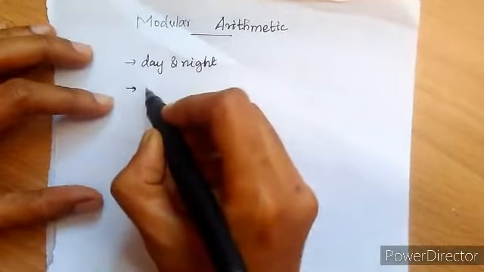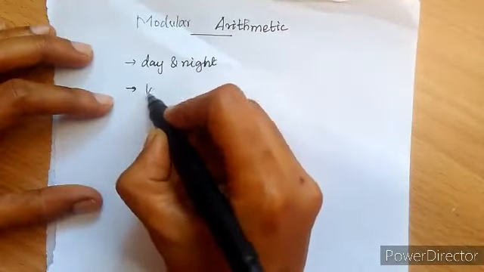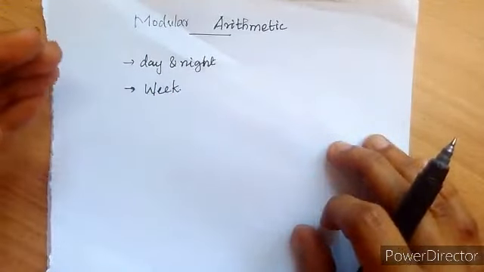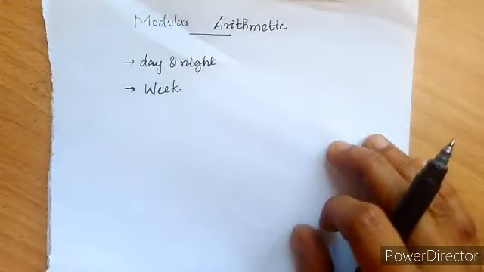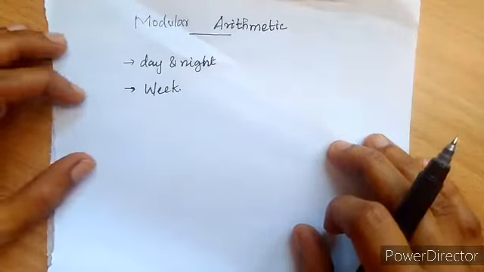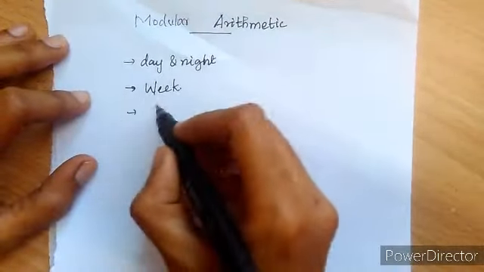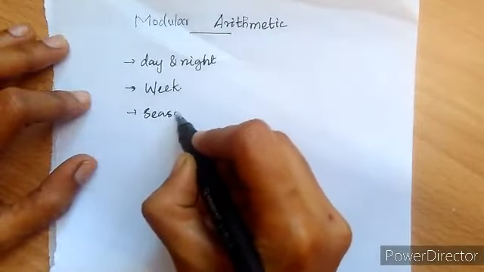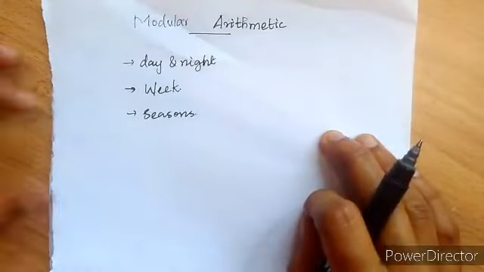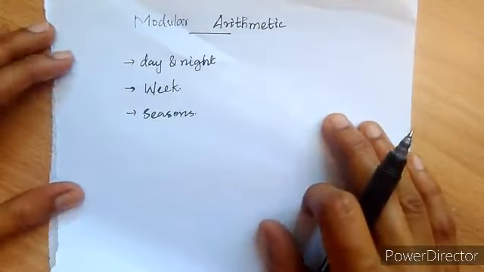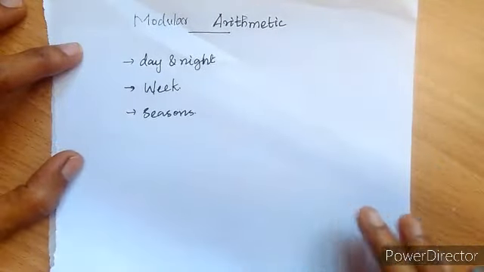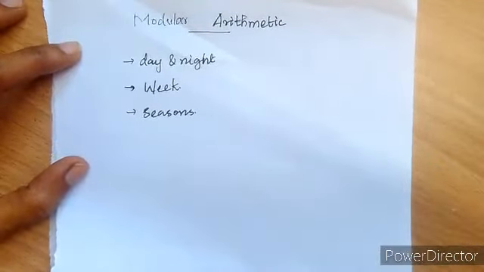Then days in a week. Sunday, Monday, Tuesday, Wednesday, Thursday, Friday, Saturday. Then again Sunday, Monday, Tuesday, isn't it? So this is also a cyclic action like that. Seasons in a year. We represent these things to find some details using this modular arithmetic. Okay. So now let's study what is congruence modulo.